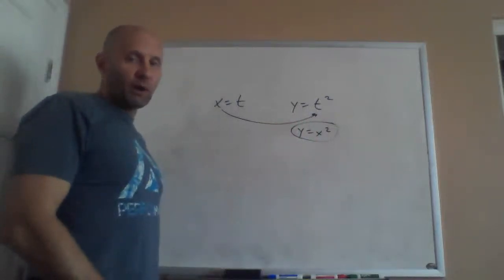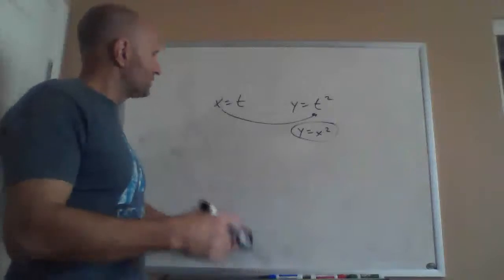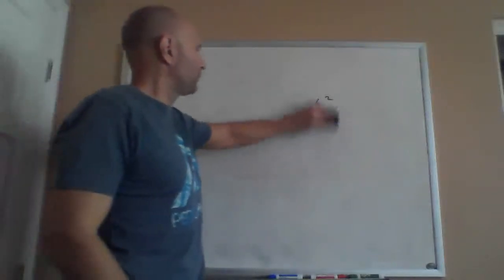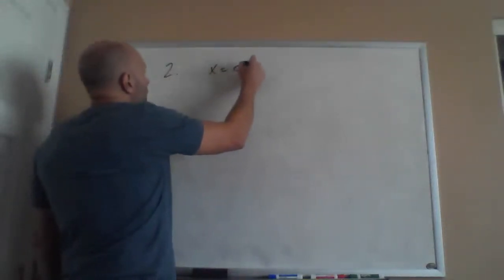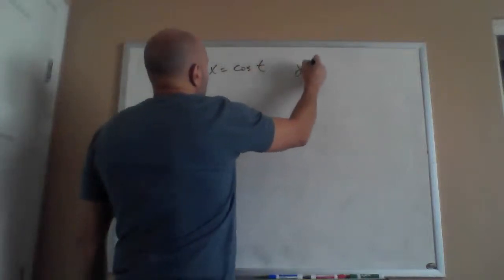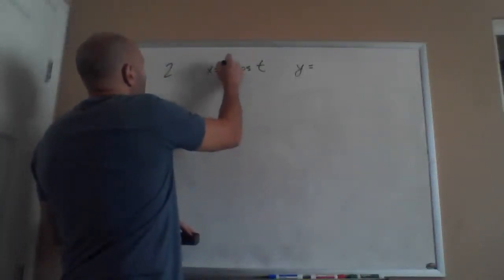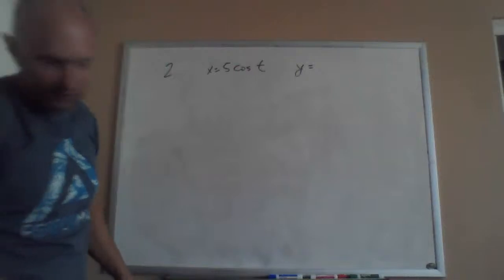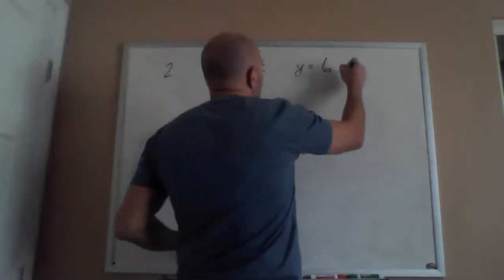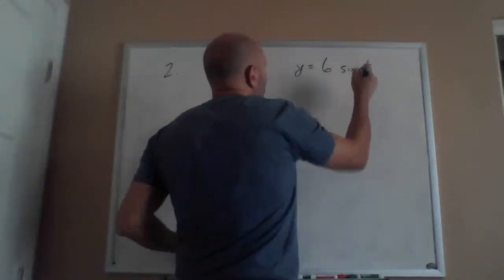When there are trig equations as part of the parametric equation, you can't make those sort of substitutions. So the first one you guys had a question on is number 2. We have x equals 5 cosine of t, y equals 6 sine of t.